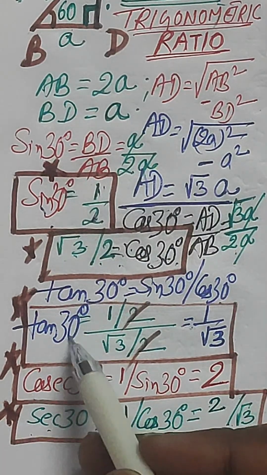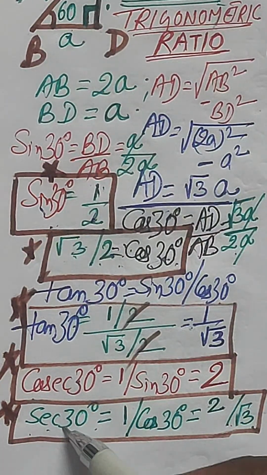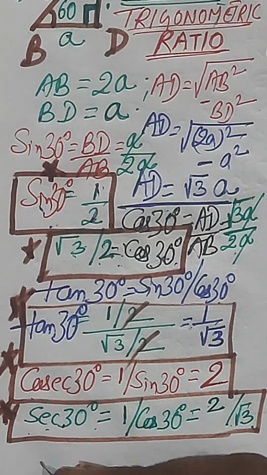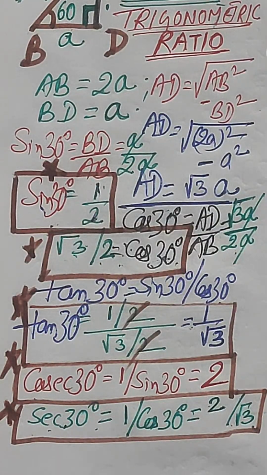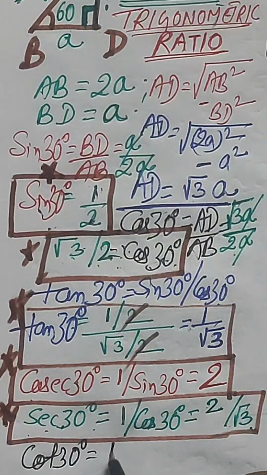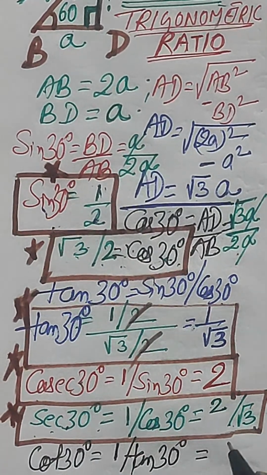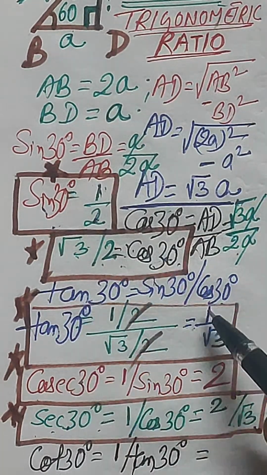So now we have calculated sine 30, cos 30, tan 30, cosec 30, sec 30. Now, what is left? Cot 30. So, to calculate the value of cot 30 degree, it's simple. The reverse of tan, that is 1 by tan 30 degree, is the value of cot 30, and tan 30 degree is 1 by root 3.